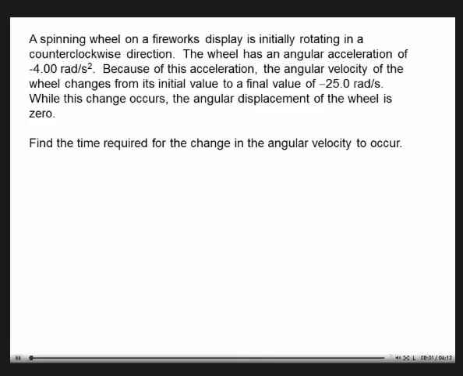A spinning wheel on a fireworks display is initially rotating in a counterclockwise direction. The wheel has an angular acceleration of negative 4.00 radians per second squared. Because of this acceleration, the angular velocity of the wheel changes from its initial value to a final value of negative 25.0 radians per second. While this change occurs, the angular displacement of the wheel is 0. Find the time required for the change in the angular velocity to occur.